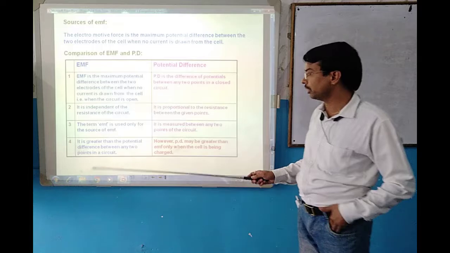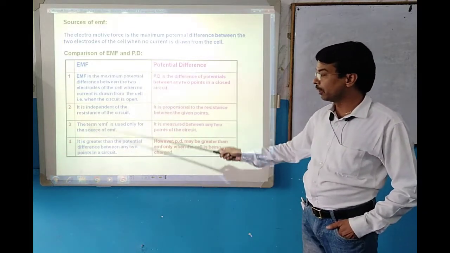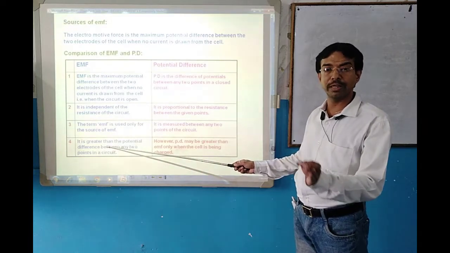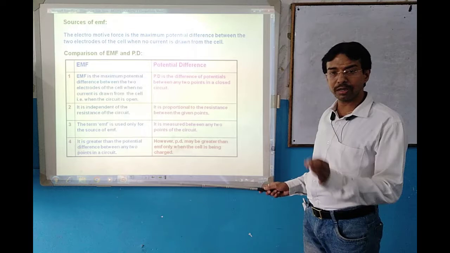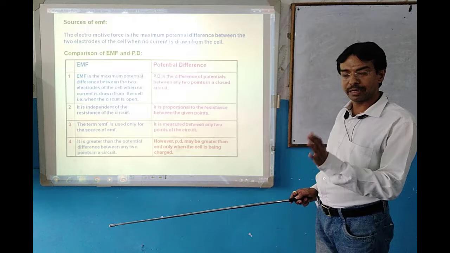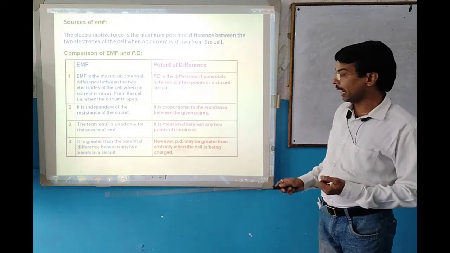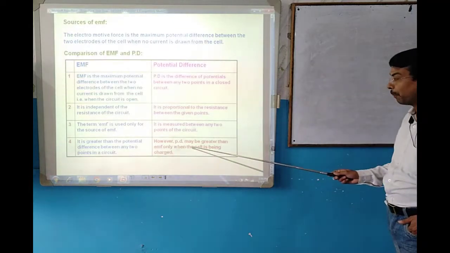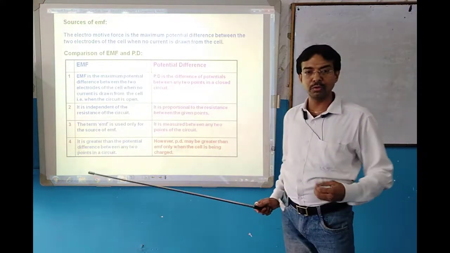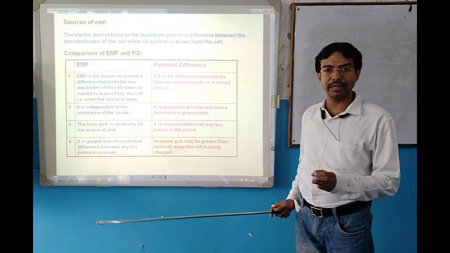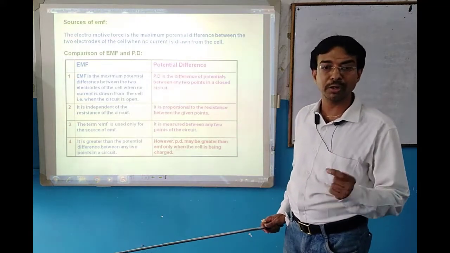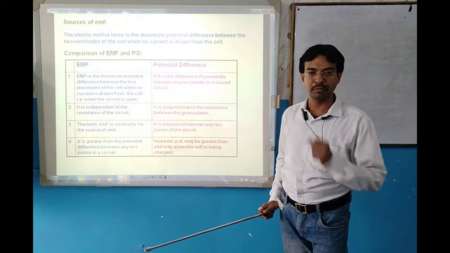And in that particular situation, you know very well, EMF will always be greater than the potential difference. But under a particular condition, if we are charging a cell, the direction of the current will be reversed. I will discuss this further. In that condition, the potential difference may be greater than the EMF only when the cell is being charged. That is to say, if you are charging the battery, then the potential difference must be more than the EMF of that particular cell.